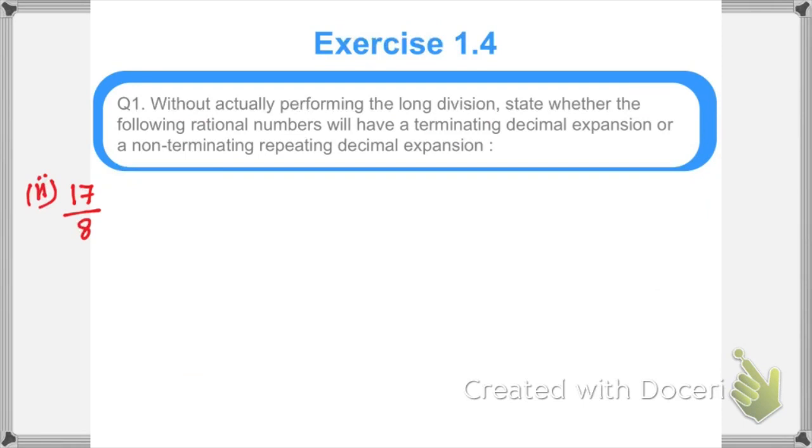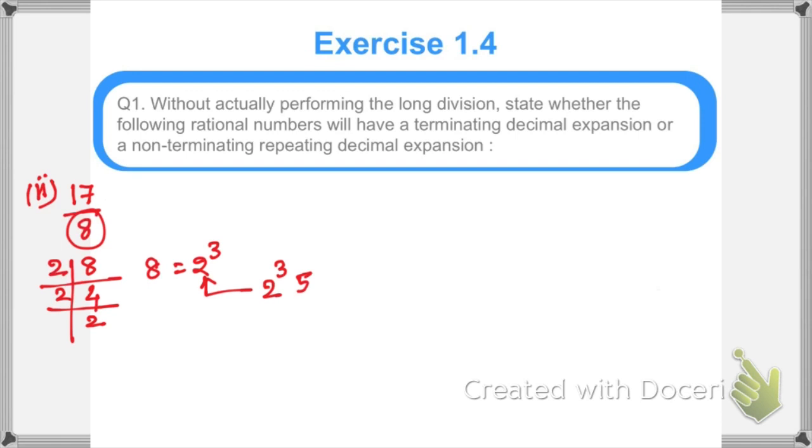So our next question is 17 by 8. Here q is 8. So performing the prime factorization for 8, we will get 2 4s are 8, 2 2s are 4. That is 8 is equal to 2 cube, which is of course of the form 2 to the power 3, 5 to the power 0. So since it is of the form 2 to the power n, 5 to the power m, therefore this is also a terminating decimal expansion. Moving on to the next question.